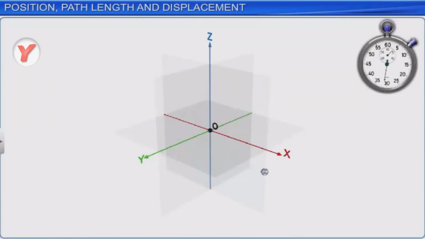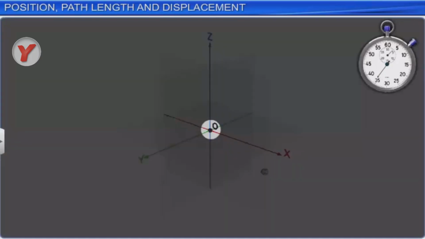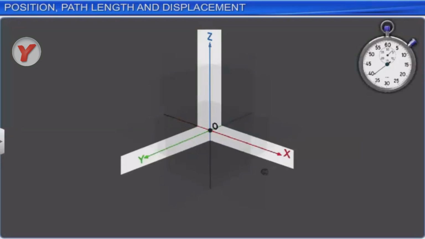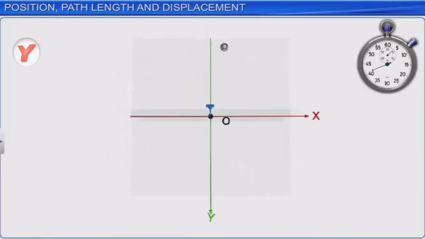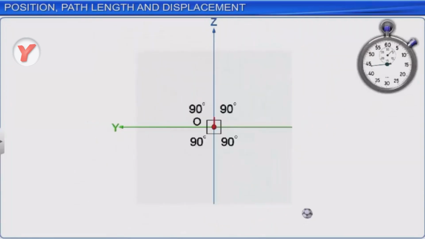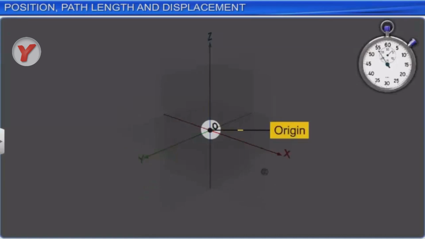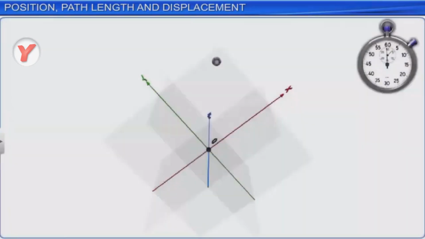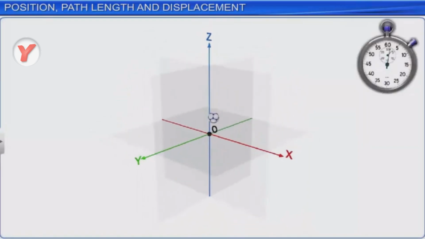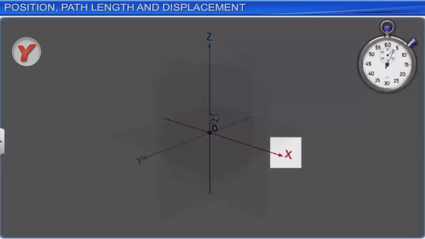To specify the position of a body, we use a reference point with respect to a set of axes. The set of axes consists of three mutually perpendicular lines labeled as the x, y, and z axes. The point of intersection of these three axes is called the origin. The origin is used as the reference point for the body. To specify the position of a body, its x, y, and z coordinates are given with respect to this rectangular coordinate system.